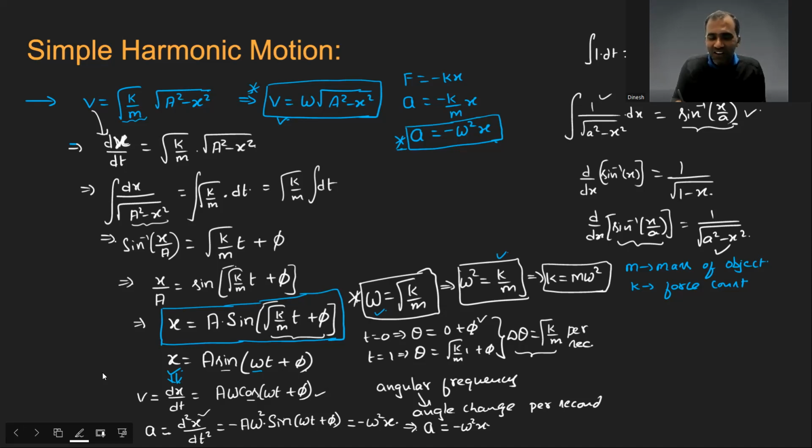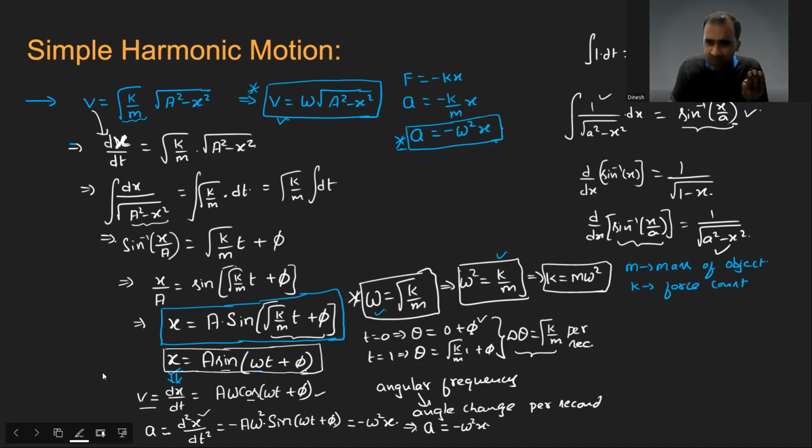So now we got 1, 2, 3, 4, 5 relations. First relation based on the definition. Second relation is velocity and displacement relation. Next, from that we got displacement and time relation. And then once you differentiate displacement and time relation, you got velocity and time relation. And once you differentiate again, you got acceleration and time relation. Velocity and time, acceleration and time, displacement and time.